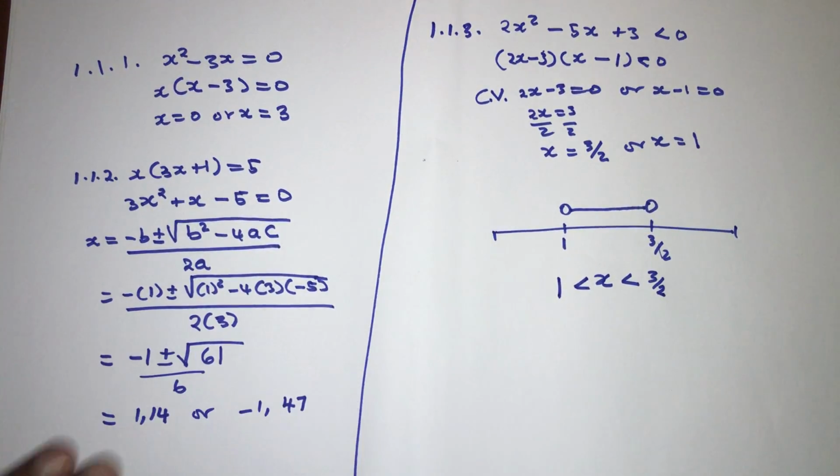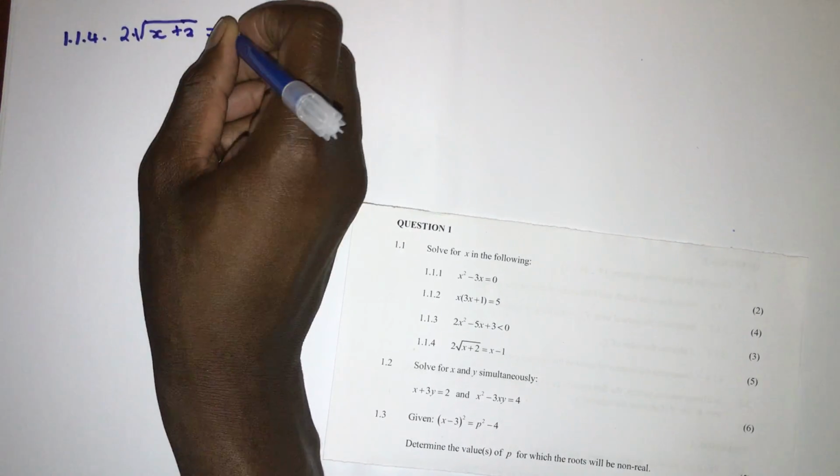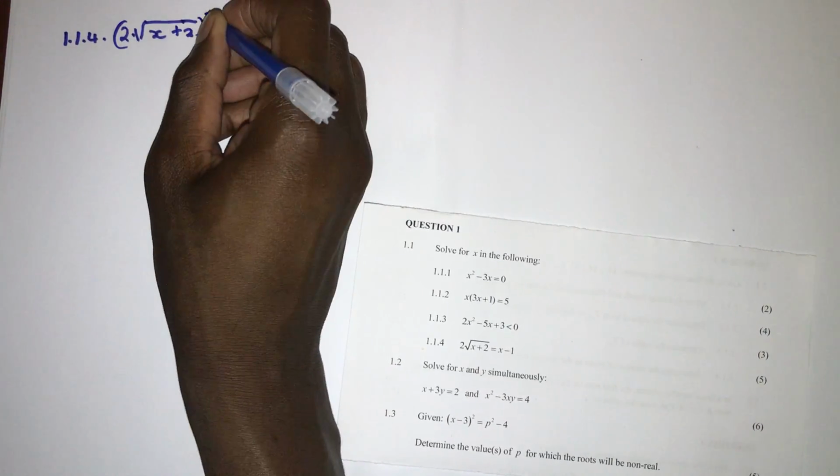So let's check 1.1.4. 2 root x plus 2 is equal to x minus 1. So here, since this side only has the square root and the other side we don't have the square root, it means that we need to clear the square root by squaring both sides.